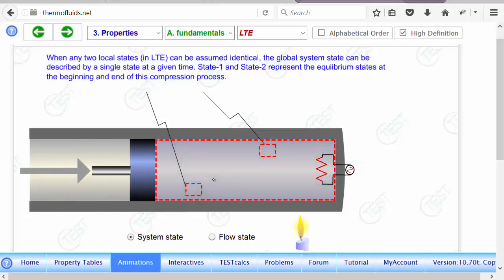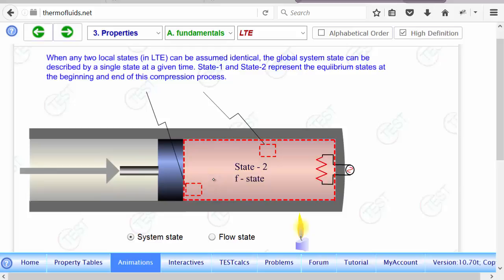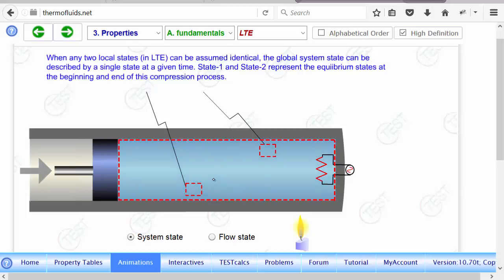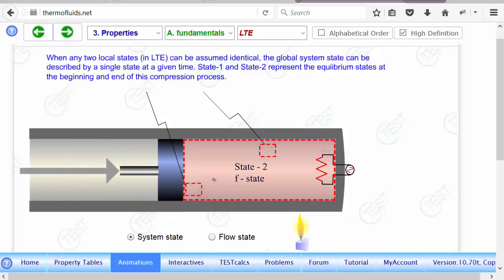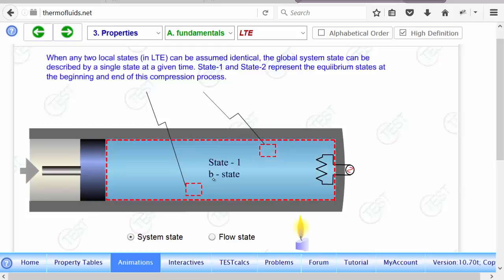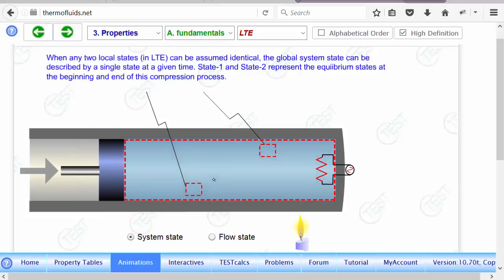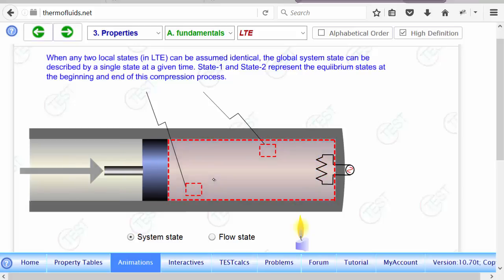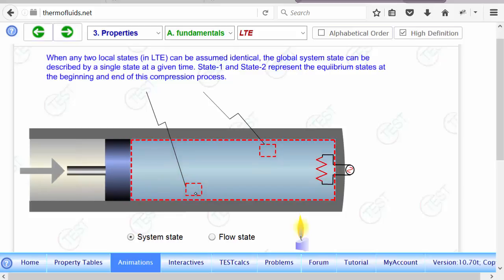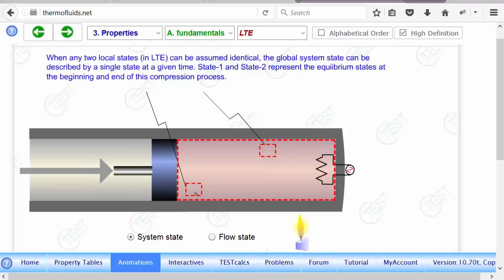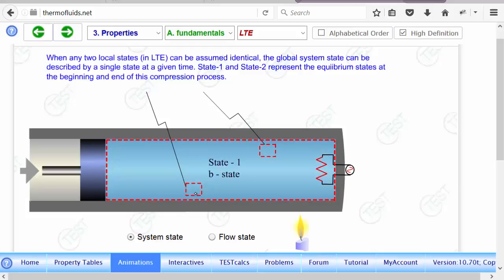Then the system is called uniform, and at a given time the global system can be represented by a single state. So in this compression process, we will say the gas goes from state 1 to state 2, where state 1 is described by pressure, temperature, etc., which are assumed same all throughout the system. So that's a nice simplification. Instead of a complex system for which we have to have millions and millions of local systems, we'll have just a single system describing the equilibrium at a given time.